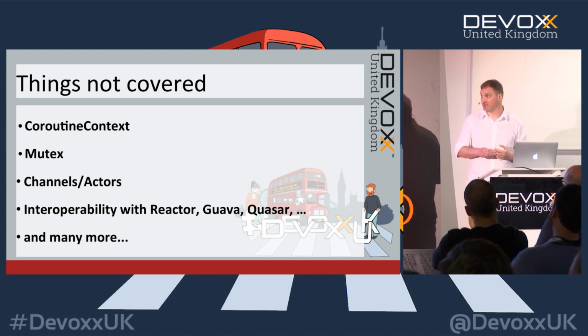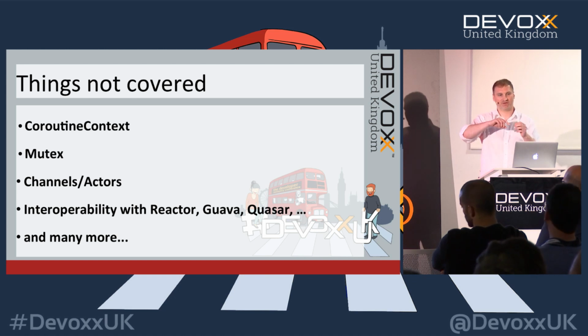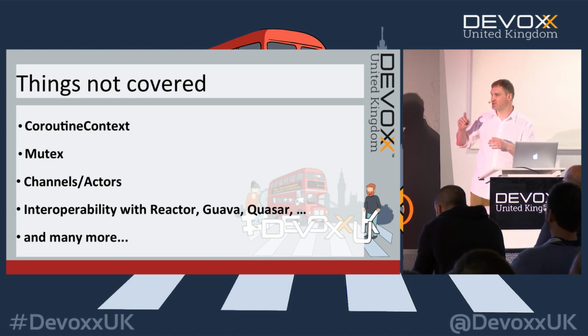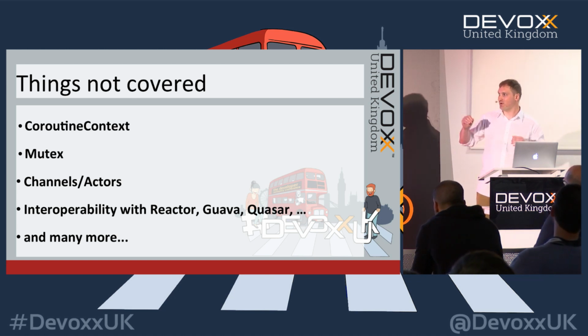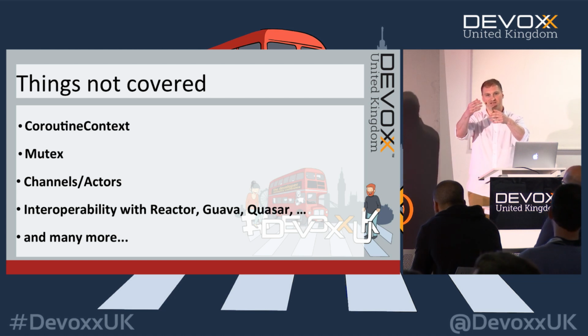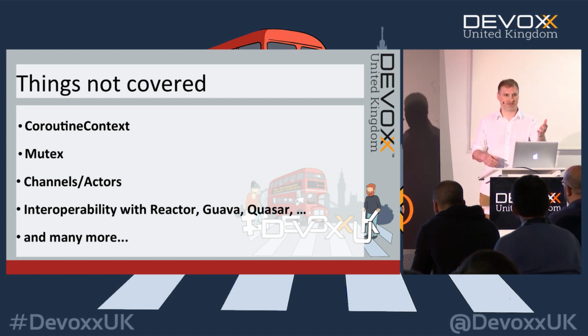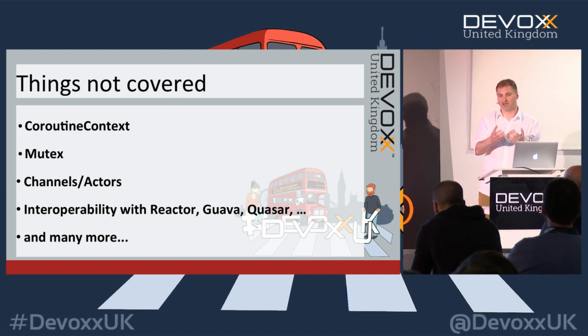We have channels and actors. Again, if you have multiple coroutines and they want to talk to each other, they can use channels. It's a concept which is already available in Go. Essentially, one coroutine can send a message to a channel, and the other coroutine can receive a message from that channel. We have different kinds of channels. We have broadcast channels, or they can just work like a queue.